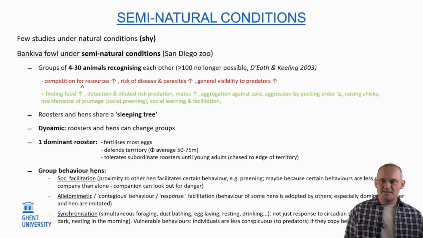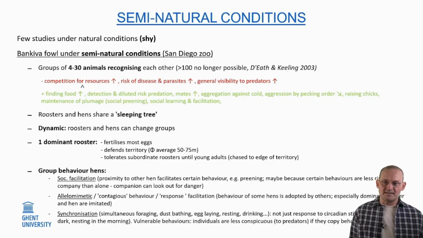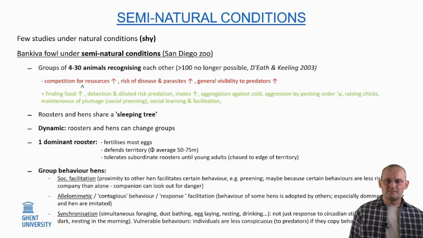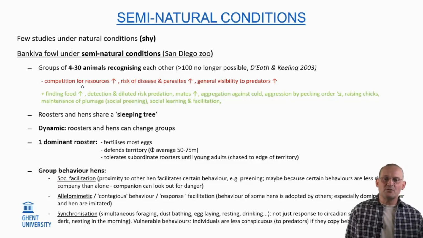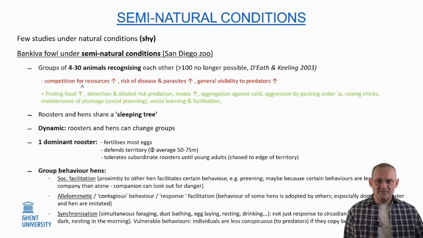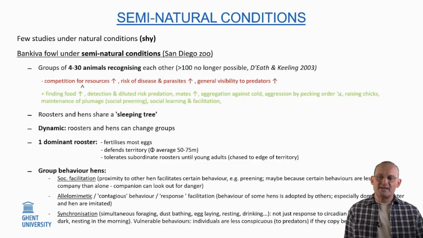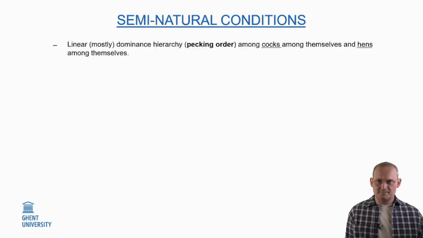For example, simultaneous foraging or dust bathing or egg laying, resting and drinking behavior, which is not just a response to circadian rhythms such as night and dark or resting in the morning. It's often these kind of vulnerable behaviors in which individuals are less conspicuous to predators if they copy the behavior of the others in the flock. Because if you show a behavior that is very different from the other animals in the flock, you may attract the attention of a predator.